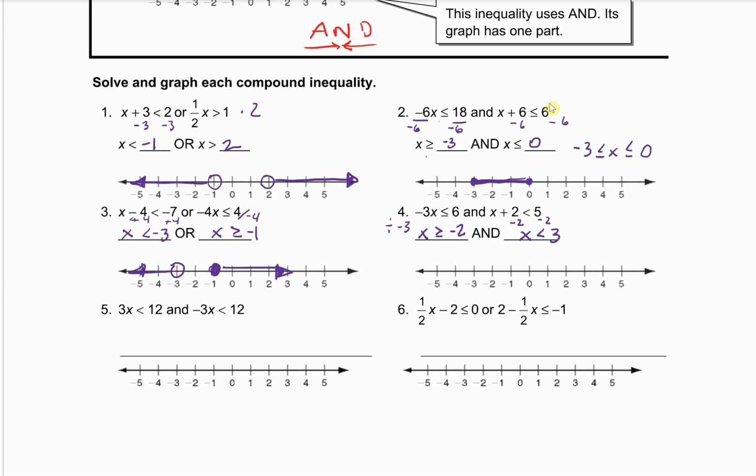All right, so greater than negative 2, closed circle, because it's greater than or equal to. Less than 3, open circle. And this is an and, so I'm coming together right here in the middle.